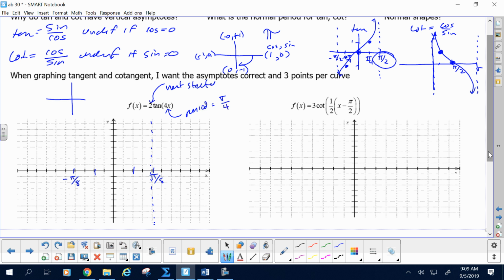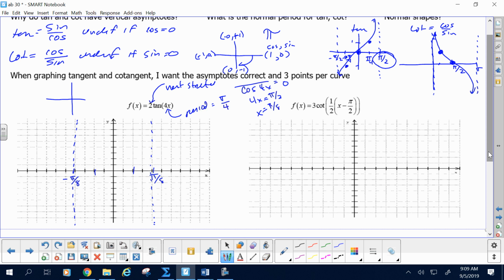If you're not sure why pi over 8, think about it. Cosine of 4x in the denominator would equal 0 when 4x is pi over 2, which means you'd have a problem when x is pi over 8, right? So if you're not sure where the asymptotes are, say tangent is sine over cosine. I have a problem where cosine is 0. Solve that little equation.